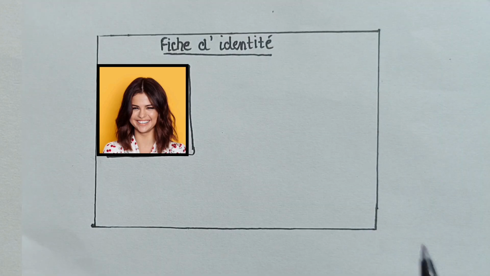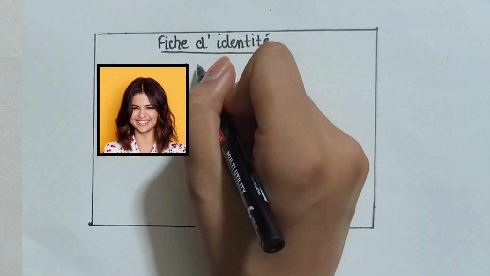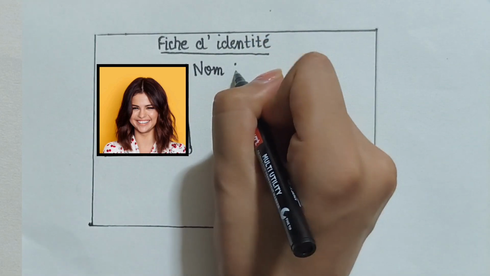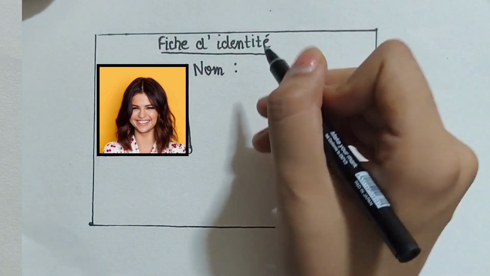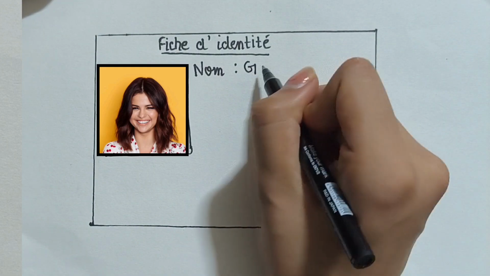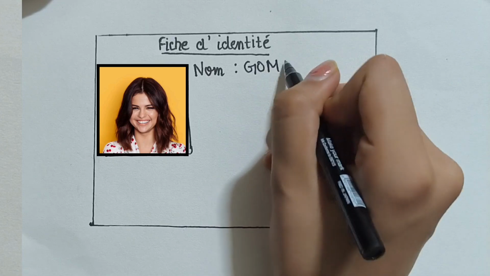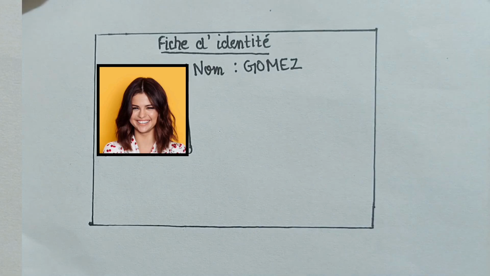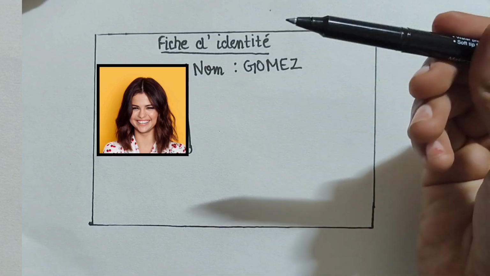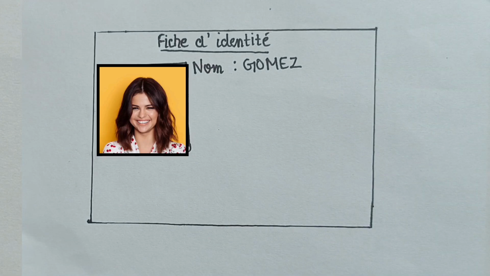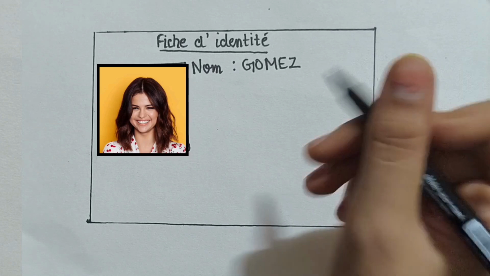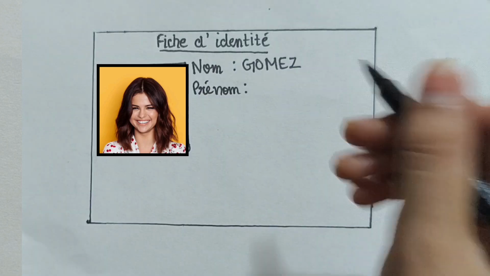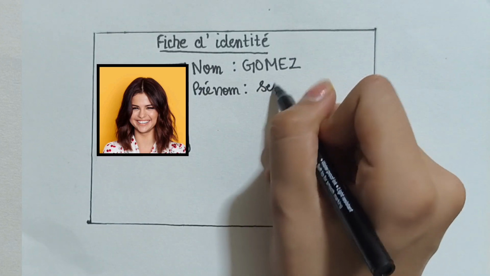So the very first subpart would be your name, which is your second name. So we'll take the example of Selena Gomez only. So her second name is Gomez, so I will mention Gomez. You can use other pens as well. I'm using just this black pen point marker so that it's visible to you clearly. Then comes your prename, which is your first name. So here we'll mention Selena.